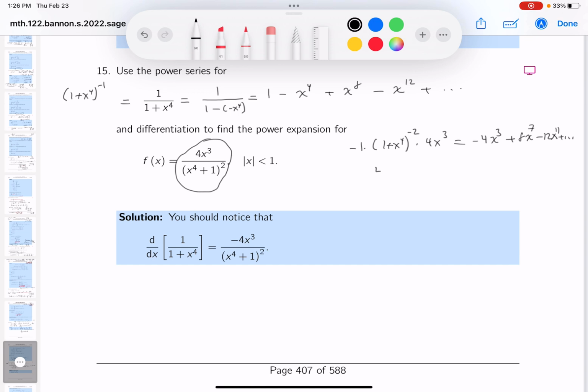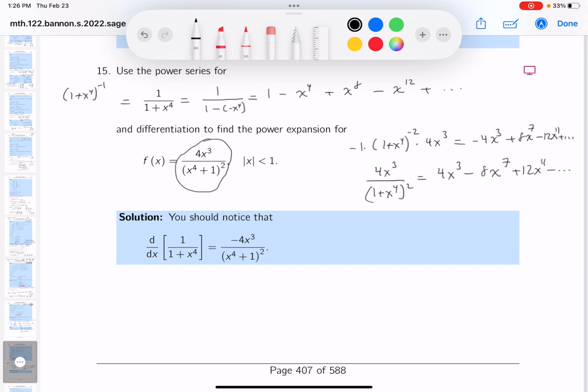So let's write this one over here. It's going to be 4x cubed over 1 plus x to the 4 squared. I'm going to divide through by minus 1. I get 4x cubed minus 8x to the 7th plus 12x to the 11th minus yada, yada, yada. Let me see if it's going up by the pattern. Yeah, we got the pattern.